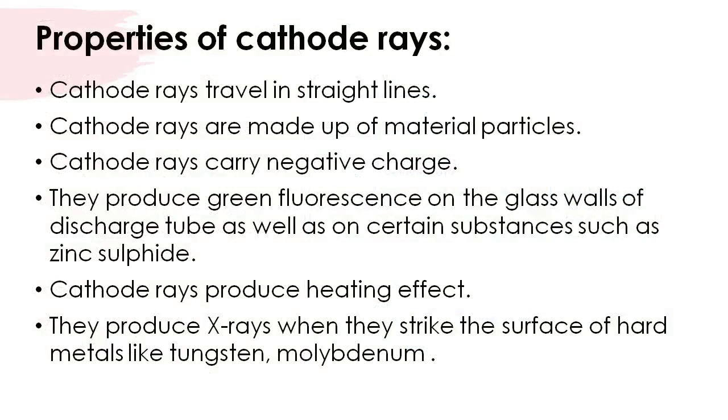Properties of cathode rays. Cathode rays travel in a straight line. Cathode rays are made up of material particles. Cathode rays carry negative charge. They produce green fluorescence on the glass wall of the discharge tube as well as on certain substances such as zinc sulfide. Cathode rays produce heating effect. They produce X-rays when they strike against the surface of hard metals like tungsten, molybdenum.